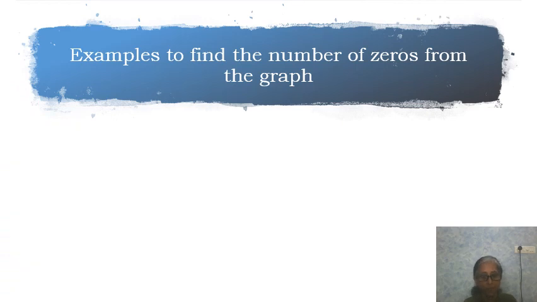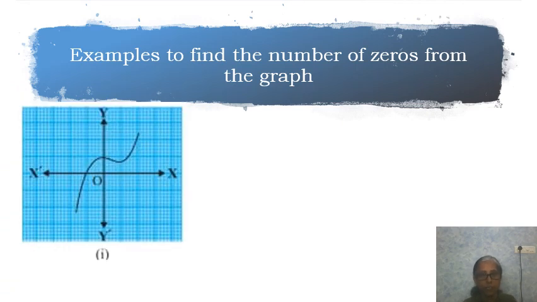A few more examples we'll do. See the first one. Looking at it, what can you say? It is almost having that S shape. In how many places it is intersecting? Only at 1 point. So how many zeros you will find for this polynomial? Only 1, because it is intersecting only at 1 point.